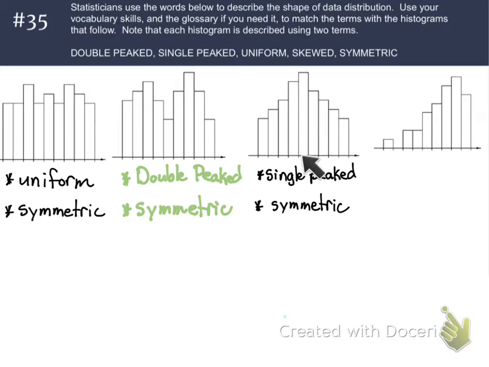Not perfect. It doesn't have to be perfect. Think more in approximate terms. And then our last one, this one could be described as skewed, and then also single-peaked.